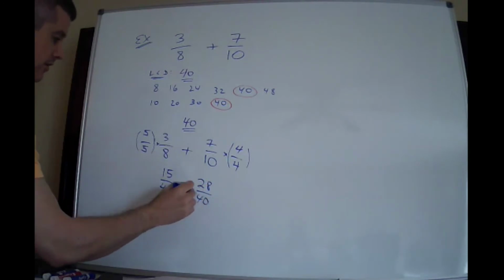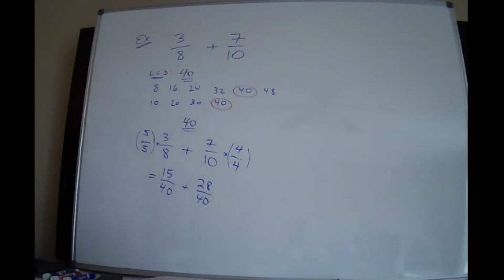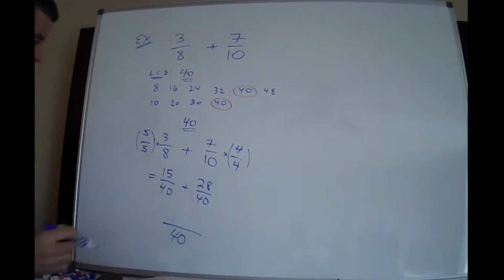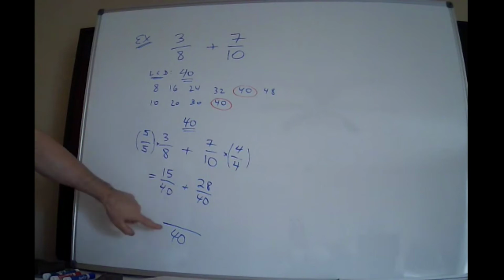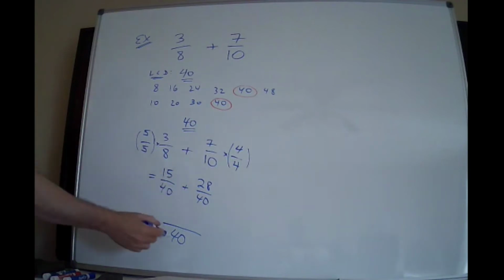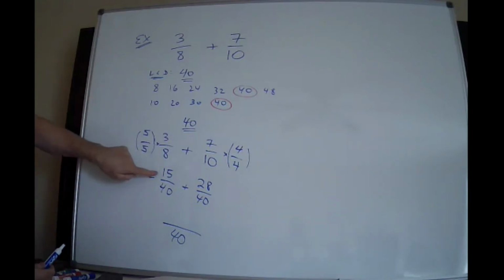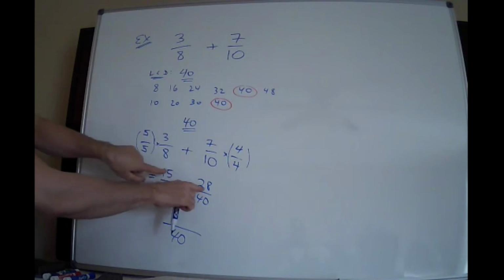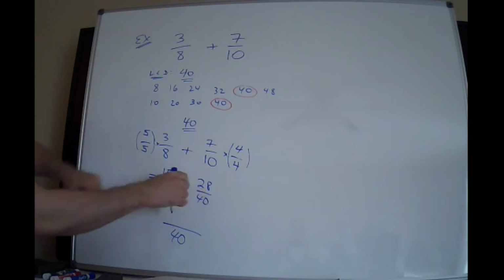If you need a multiplication table, use it. I don't care. Bottoms are the same. Keep the bottom the same. Don't be ridiculous and make this 80 now, like 40 plus 40 is 80. Doesn't work that way. The bottoms are the same. 15 out of 40 and 28 out of 40. Now, this ends up being bigger, right? If you add them up together, 15 and 28 make 43, right?